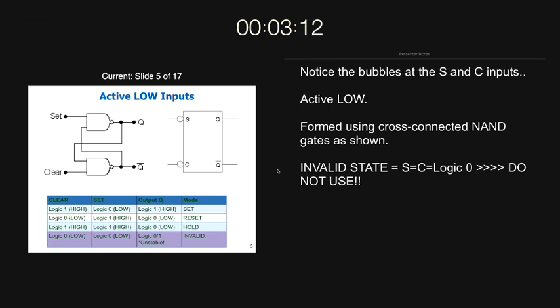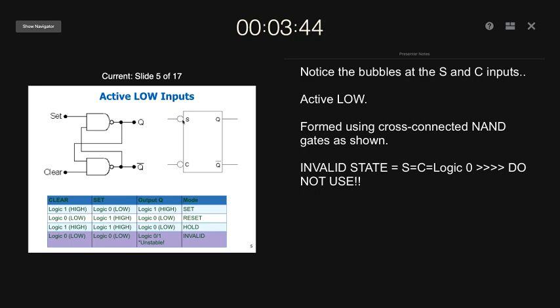The SC flip-flop can also be constructed using cross-connected NAND gates. Sorry, that was one of my cats just jumping around on the window. If it's formed using cross-connected NAND gates, the flip-flop is active low.